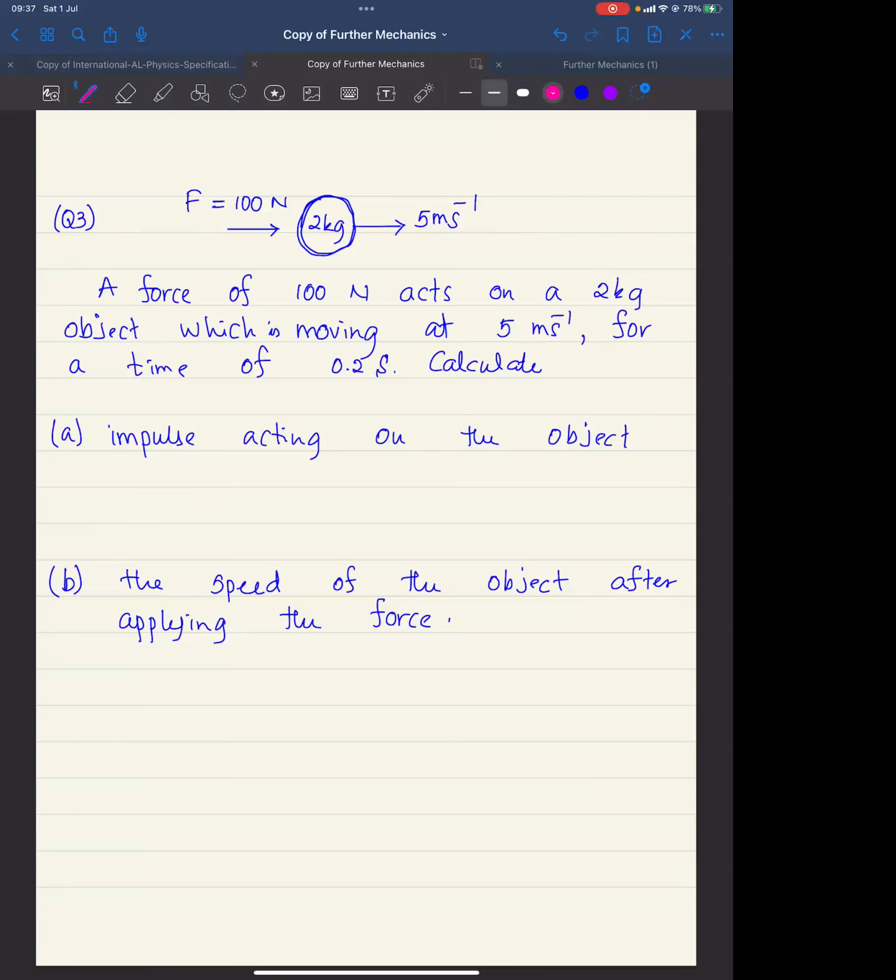Calculate part A, the impulse acting on the object. Part B, the speed of the object after applying the force.